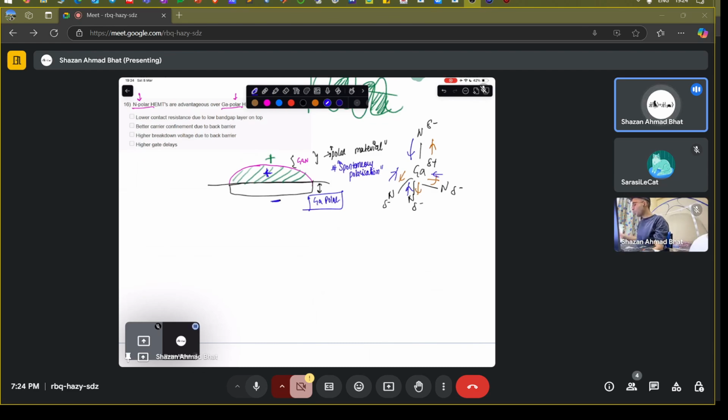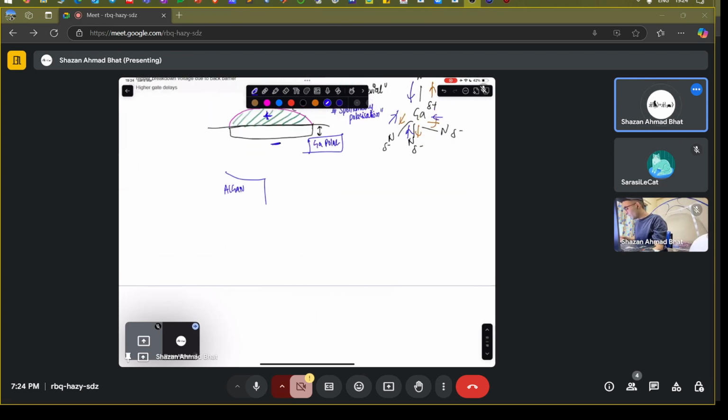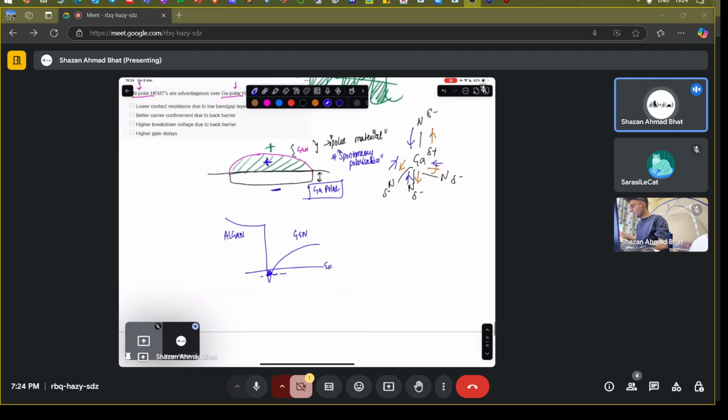If you make a HEMT out of it, you will get a HEMT something like this, which will be AlGaN, and you will have gallium nitride here, and you will have the 2DEG here. This is the 2D electron gas. This is the Fermi level. So this is the gallium polar structure.